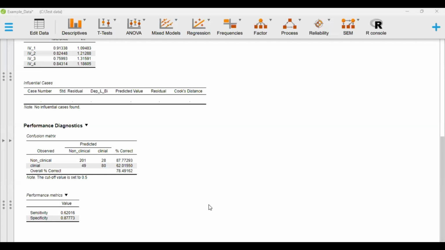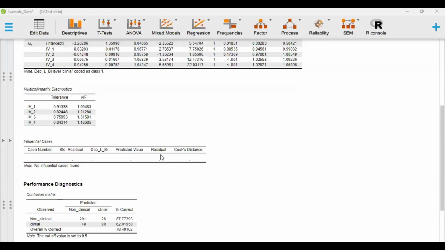You can see that the specificity level here is 87. That means that for 87%, this model could correctly detect participants with non-clinical depression and allocate them correctly to the non-clinical category. And overall, we also have an overall accuracy, across sensitivity and specificity, of 78%, or more than 78%.